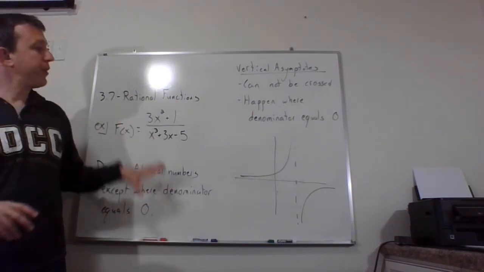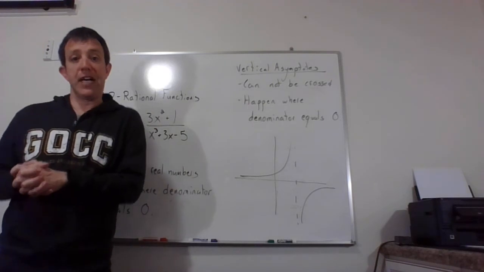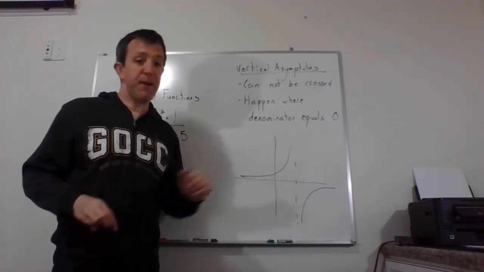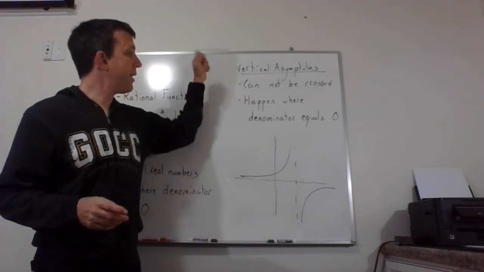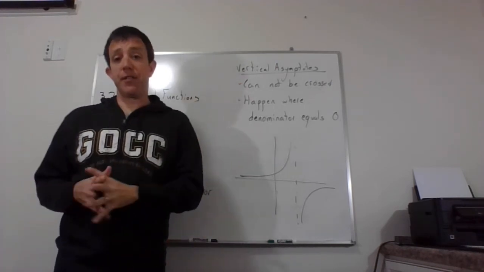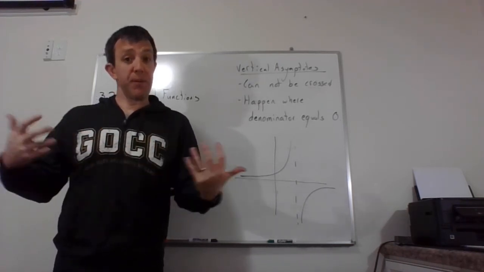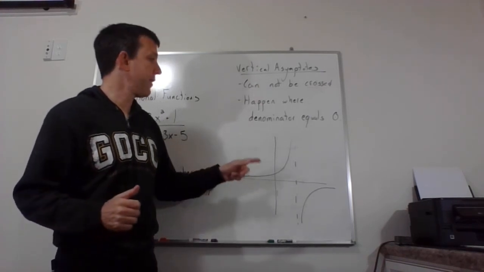Tied in with the domain is the concept of a vertical asymptote. You can see I have a graph here with a dotted line down it. That's my vertical asymptote for this graph. What I want to say about it is that you can't cross a vertical asymptote. The whole point is that it's an x value that blows up the function, right? That makes the denominator equal to 0, so you can't actually cross over that line.